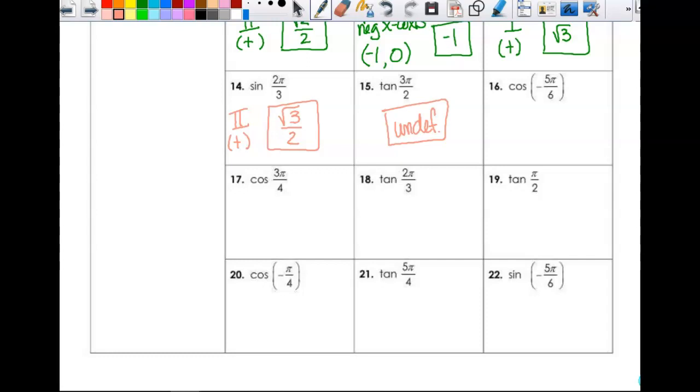Yes? Okay, you don't seem confident. It's in the third quadrant. Yes, because it's negative 5 pi 6, right? So if I start here, that's 6 pi 6. I got to back up 1. I'll be in the third quadrant. Okay, so you're in the third quadrant. Does that make it positive or negative?